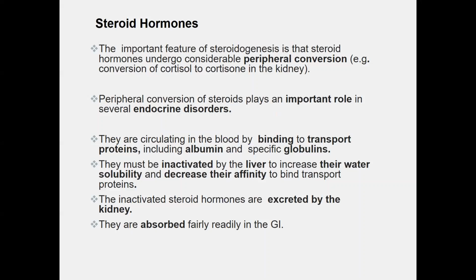Because these hormones are water insoluble, in order to secrete them in the urine, we need to inactivate these hormones in the liver, like for example by sulfur conjugation, to increase their water solubility and decrease their affinity to bind the transport proteins. So after this modification in the liver, these hormones can be excreted easily in the kidneys. Now, these hormones, different from peptide hormones, can be absorbed easily from the GI system.